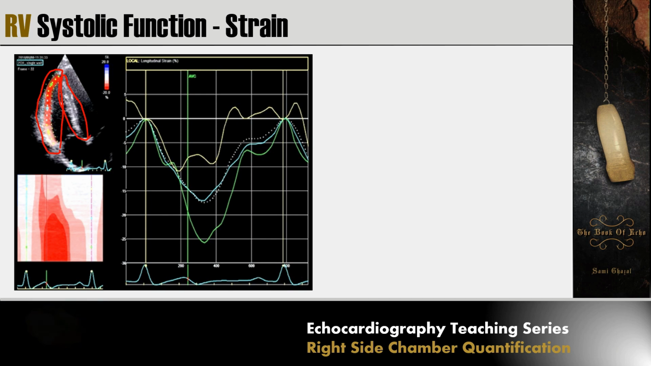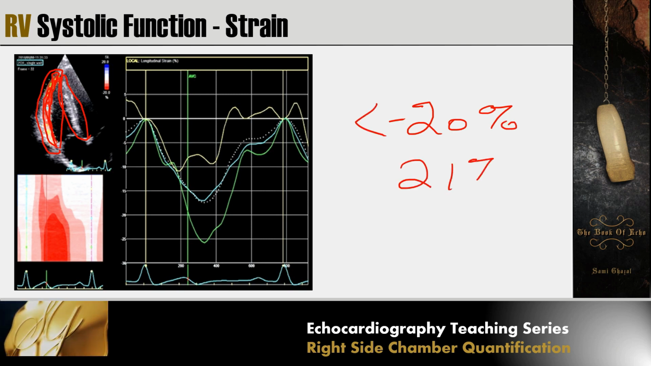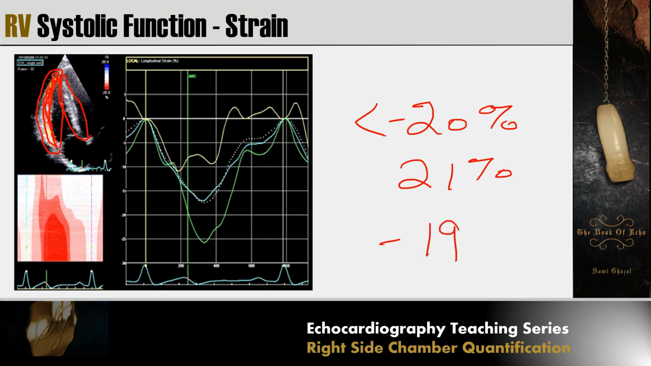So what we need to trace here is the RV free wall. So we put our cursor here, our region of interest on the RV free wall. The normal is minus 20% and less. So minus 21% is also normal, but minus 19% is a little bit abnormal.